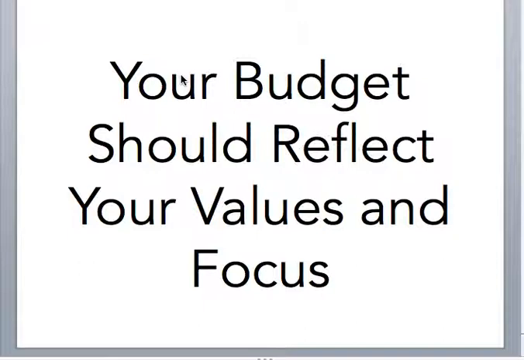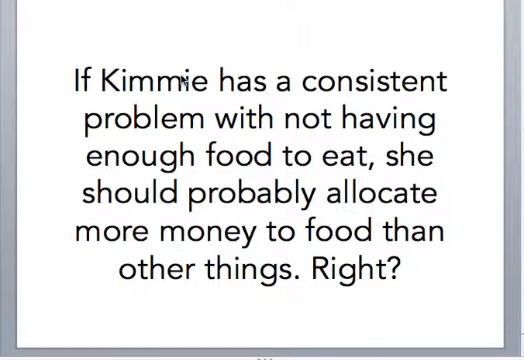So I just want to run you guys through a few examples using myself. And this part of my problem is actually true. If I have a consistent problem with not having enough food to eat, I should probably allocate more money to food than other things, right? So if I have a problem that I'm not doing well enough in, my budget should reflect that and should focus on that.